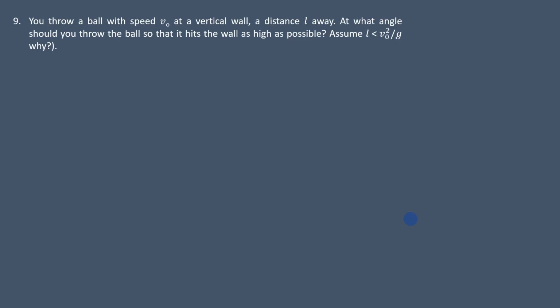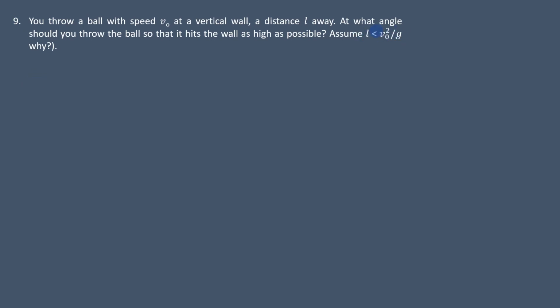You throw a ball with speed V0 at a vertical wall, a distance L away. At what angle should you throw the ball so that it hits the wall as high as possible? Assume L is less than V0² divided by g. And why? Okay, let's make a solution for this question. The maximum range of the projectile is V0² divided by g. So we need L less than V0² divided by g.